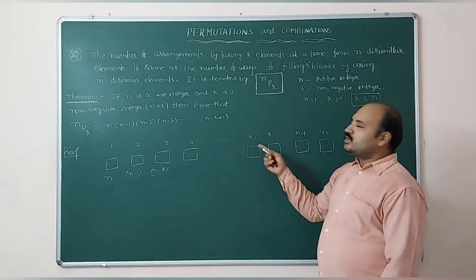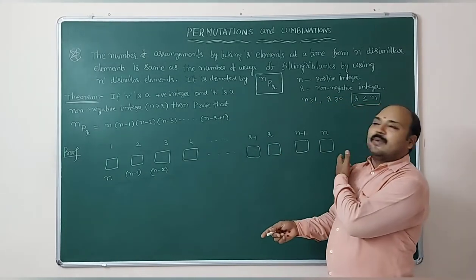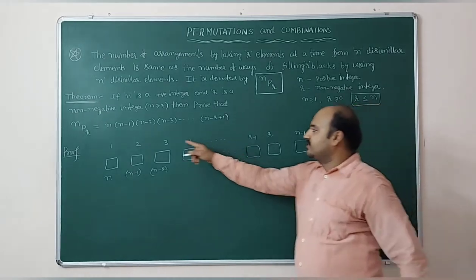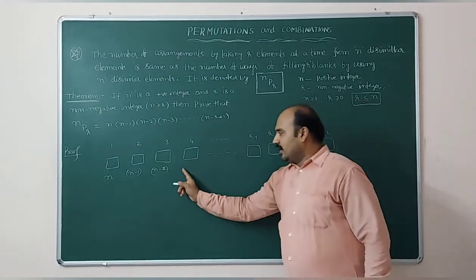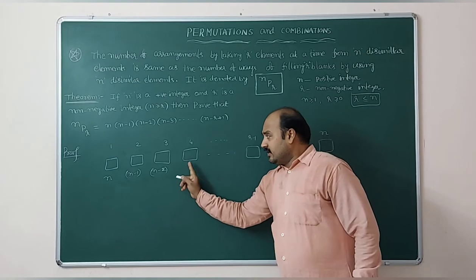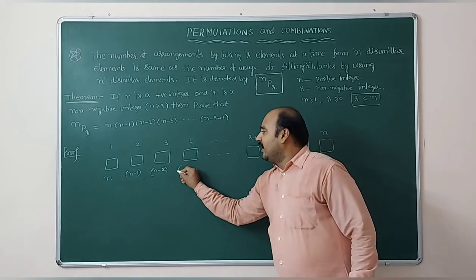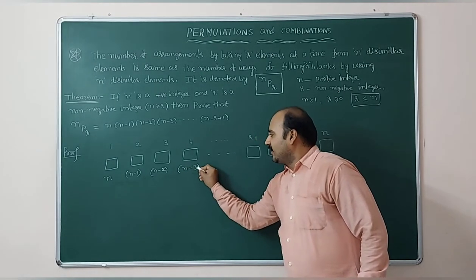After we have taken n minus 2, what are the things left? N minus 3 things will be available. So here, this fourth blank can be filled in n minus 3 ways.